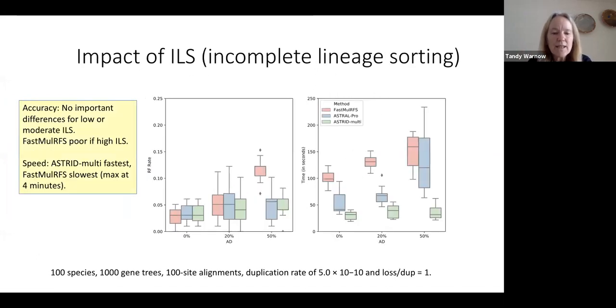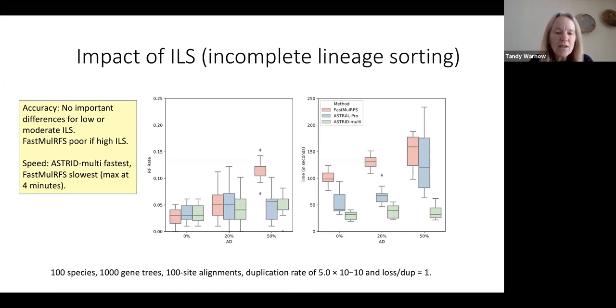Second experiment is the impact of incomplete lineage sorting. So I want you to remember that there's duplications, losses, and incomplete lineage sorting going on. Plus we're dealing with estimation error in the gene trees in all these cases. So this number 0% says that there's no ILS. 20% is a moderate ILS, 50% is high ILS. So what do these numbers refer to? It's the distance between true gene trees and true species trees measured using Robinson-Foulds.